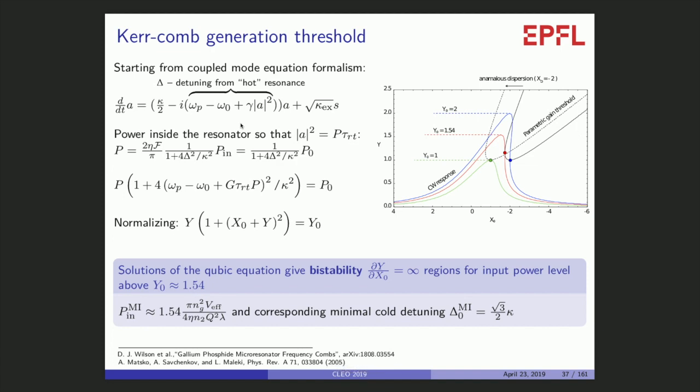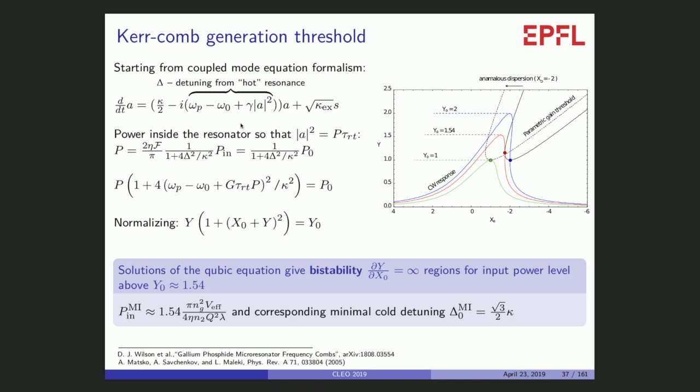What I want to show in this graph here, and I've just put it here for completeness, is that indeed the threshold for parametric oscillation coincides with this onset of bistability. And so let's only focus for a moment on the graphics here.